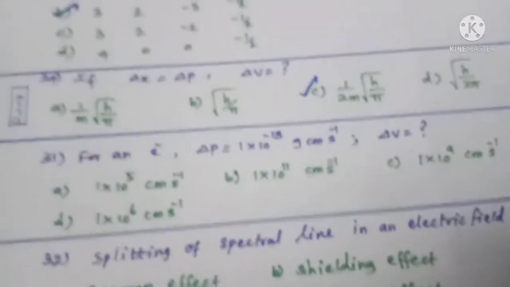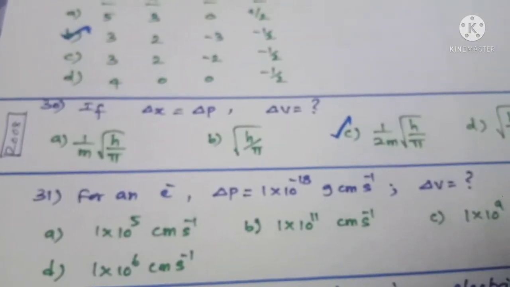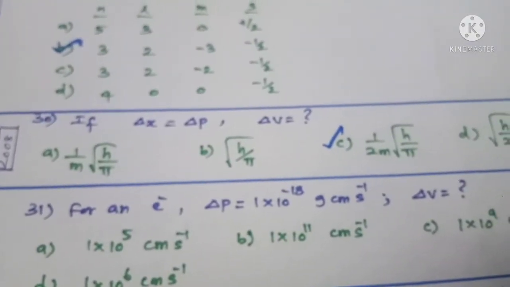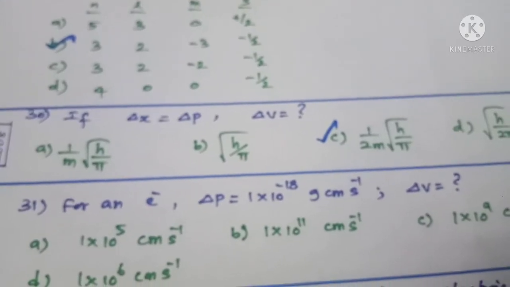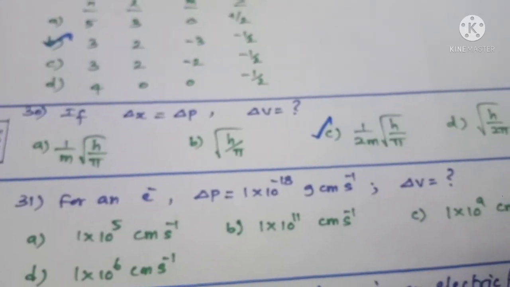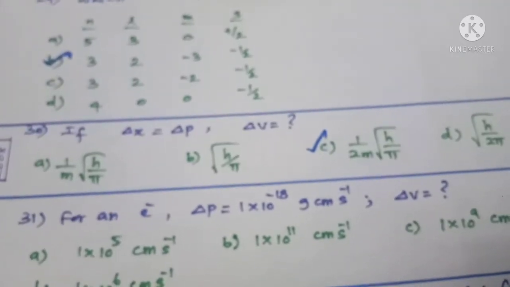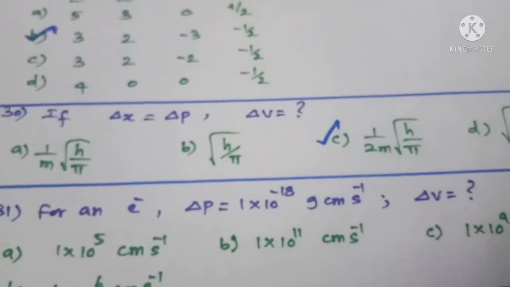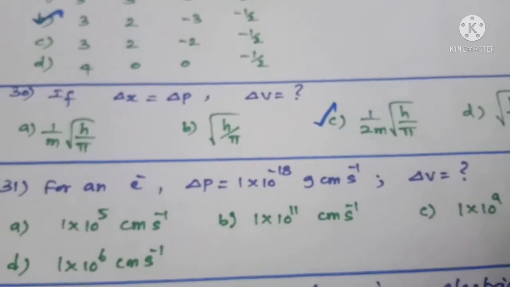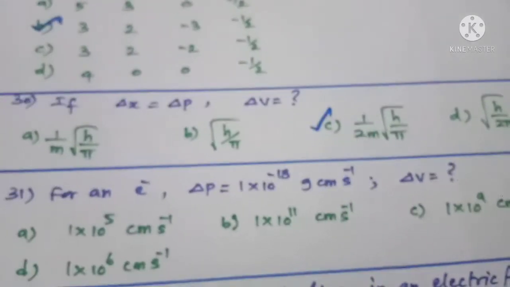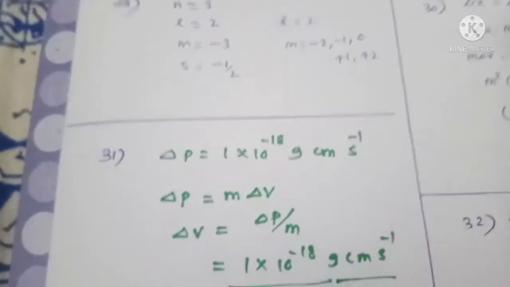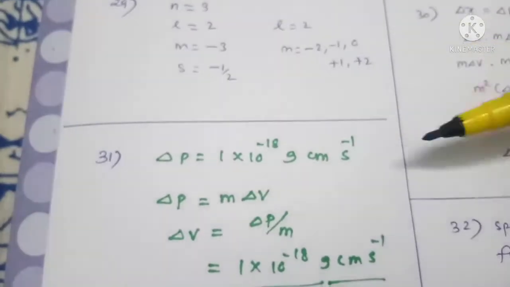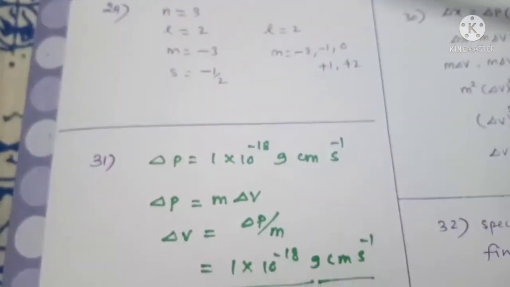So next, question number 31. For an electron, delta P equal to 1 into 10 power minus 18 gram centimeter per second. Okay, so what is delta V? For an electron, uncertainty in momentum is given and they are asking delta V, uncertainty in velocity. So this can be answered based on Heisenberg's uncertainty principle, isn't it? So delta P is given 1 into 10 power minus 18 gram centimeter per second. They're asking delta V, isn't it?